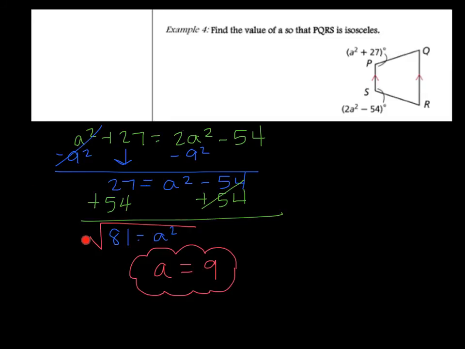Okay, when I get down here, I'm going to take the square root of 81 in order to find the value of a. So I know that a could be plus or minus 9 in order for that to be isosceles. That would make those angles congruent. Okay, so see if you can now find the value of x so that ABCD would also be isosceles. So go ahead and pause and try this one.